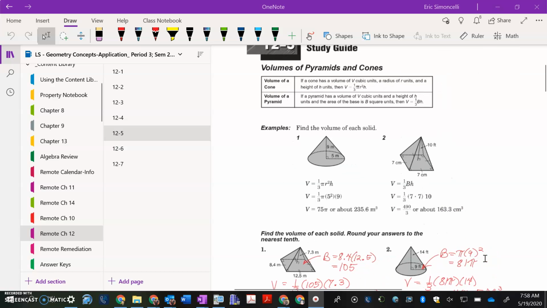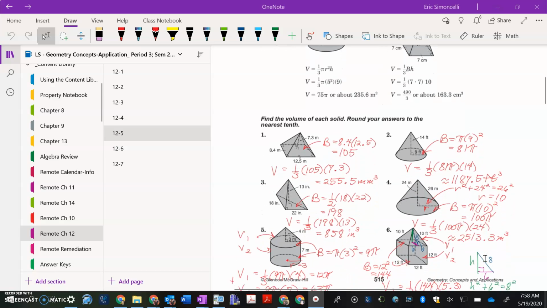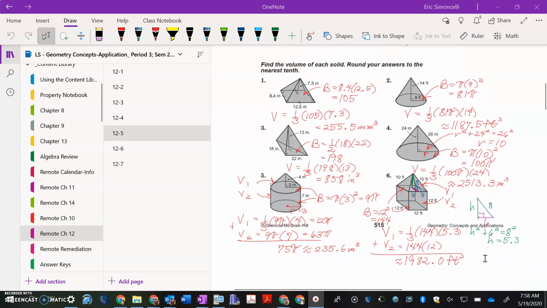If we move on, we can see here finding the volume of all these cones and pyramids. Number 1 starts off with a pyramid with a rectangular base. Capital B, again the area of the base. I did length times width, so 8.4 times 12.5, which is 105. Therefore, V equals 1/3 times 105 times the height of 7.3, which ends up being 255.5 millimeters cubed.